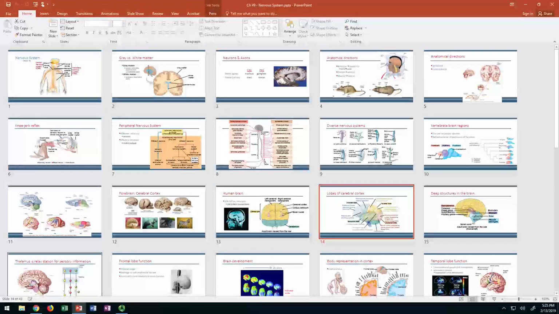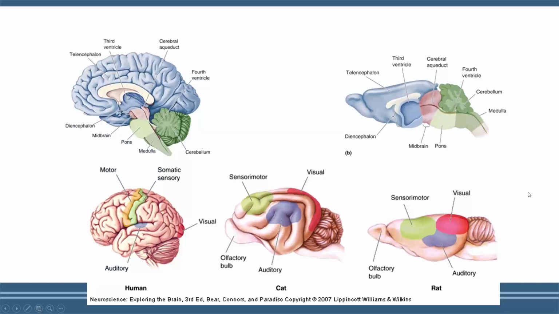What about the other species, like rats? Oh yeah, she did like a, is that this one? Yeah. I would be really surprised if she said, like, where do you find the visual cortex in a rat? I just don't see that happening.